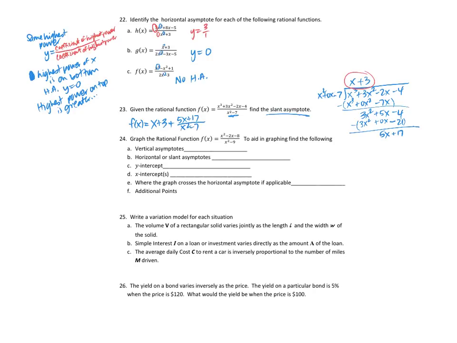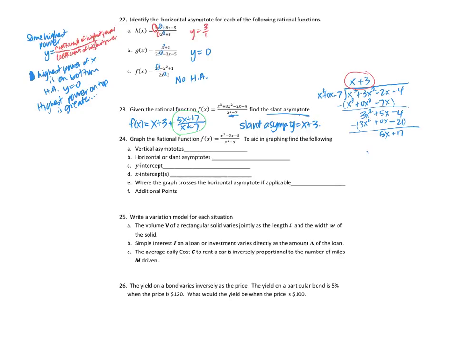And so what's going to happen is as x gets bigger and bigger, this part's going to go away. And so what we're going to end up with is that our slant asymptote is just going to be x plus 3, y equals x plus 3. So it's not the remainder, it's the quotient that you get. So I misspoke earlier. Then it says graph the rational function, and so we're given that.